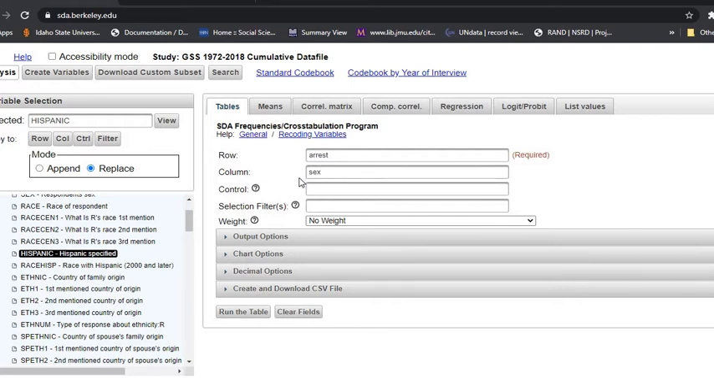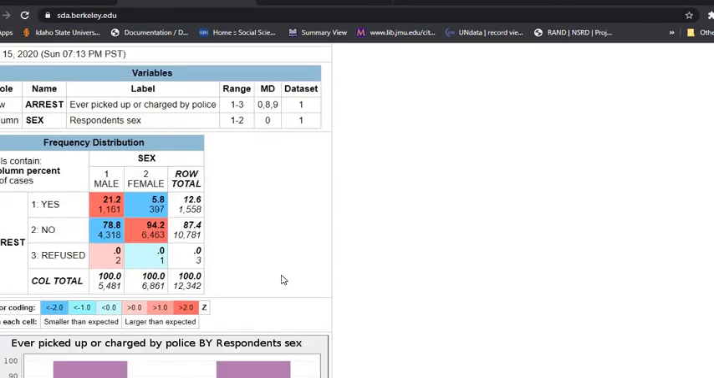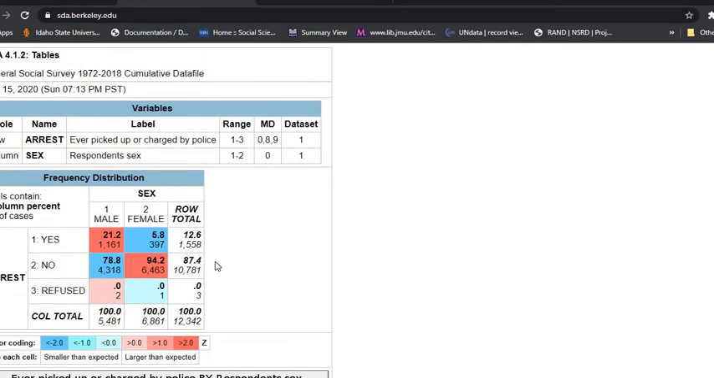Those are the two variables you're interested in. You want to look at them to see if this is going to help us figure out if men are more likely to be arrested than women. So it's just as simple as putting those two variable names in there. We go ahead and hit this button that says run the table. Boom, we run the table. And we get this. So here you see this cross-tabulation table that I was talking about before.